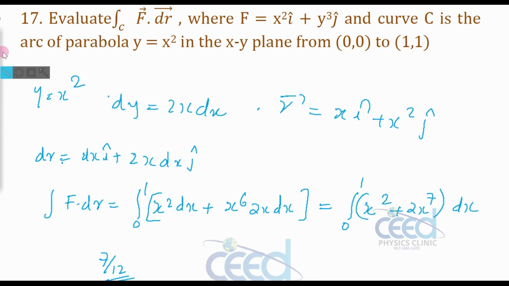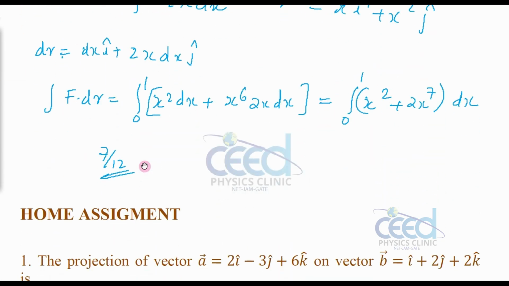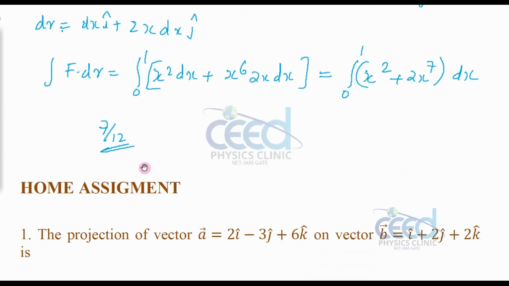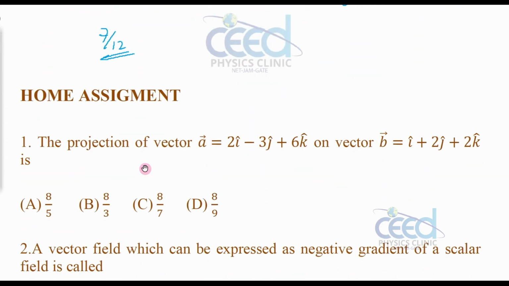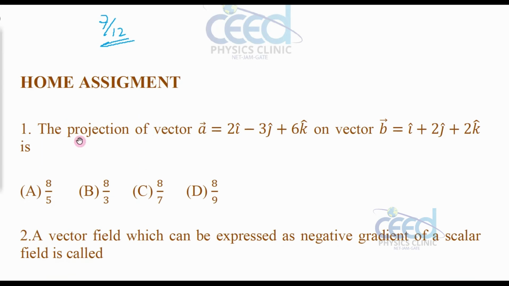Okay, now that is all about this session, and we can have some assignment here. Let us have a look at this. The projection of vector A on a vector B, we have already discussed yesterday. Projection of A on B is A dot B divided by mod B. We have discussed its theory, and you can do it yourself. When you solve this, you will get the answer.